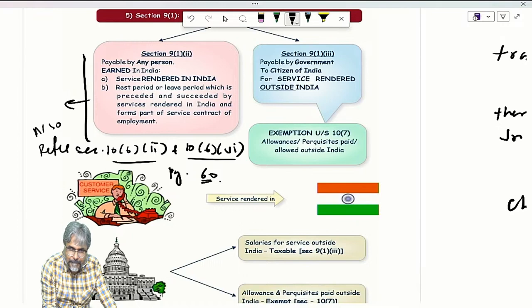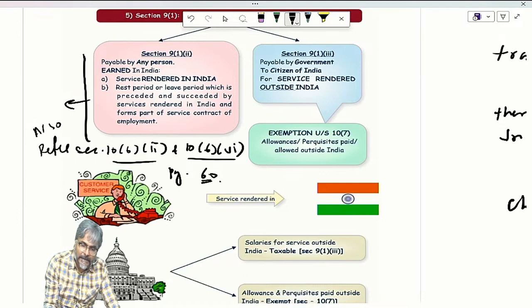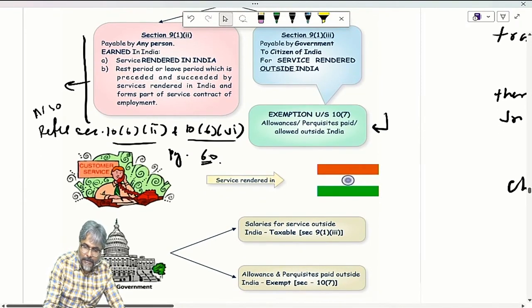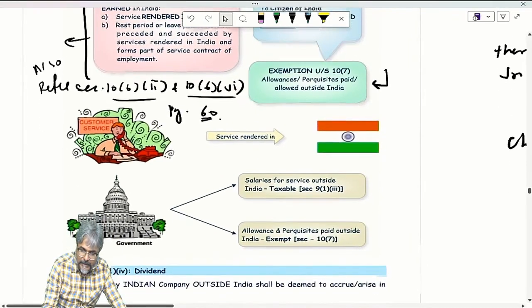You will agree? And therefore, this is where the disparity arises. But that is because they need to maintain the standards in the US. That is very important. They need to match up with the other embassies across the world. And accordingly, we say about the exemption of section 10(7), which is that any allowance or perquisite which has been paid will be exempt.